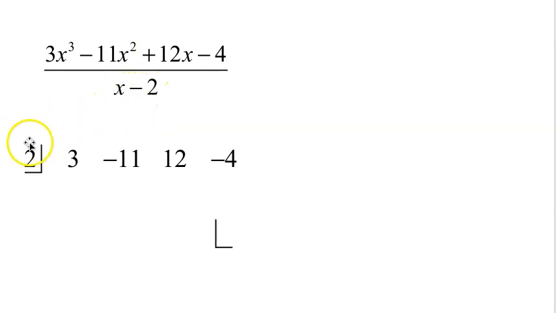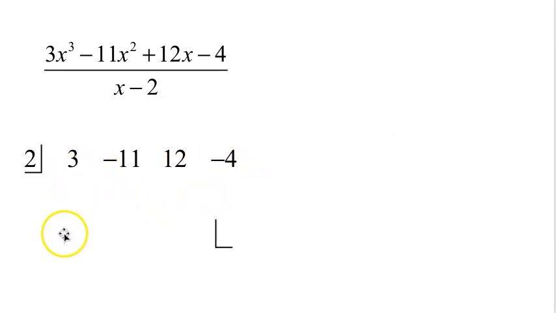It's x minus 2, so we put the 2 outside in a little bracket. We read the coefficients in order. X cubed, x squared, x, number. Nothing is missing. We have all of them. We write them in order. 3 is the x cubed coefficient. Negative 11 is the x squared coefficient. 12 is the x coefficient. Negative 4 is the constant coefficient.